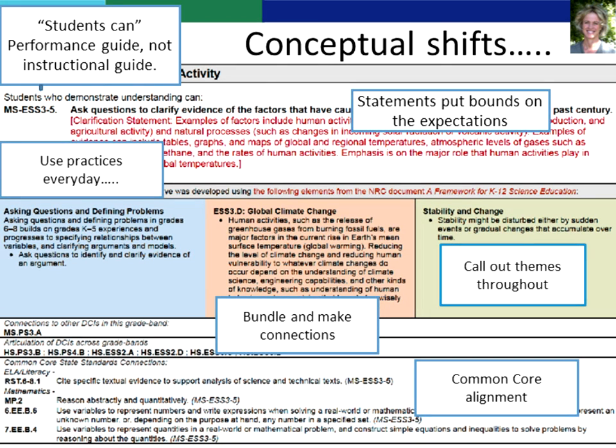Here's a few things to look at. First of all, these are performance guides. They are not instructional guides. That means that the description is what students can do. It's not a day-to-day description of what you are doing in the classroom. People are working on that, but there's a lot of work to be done.